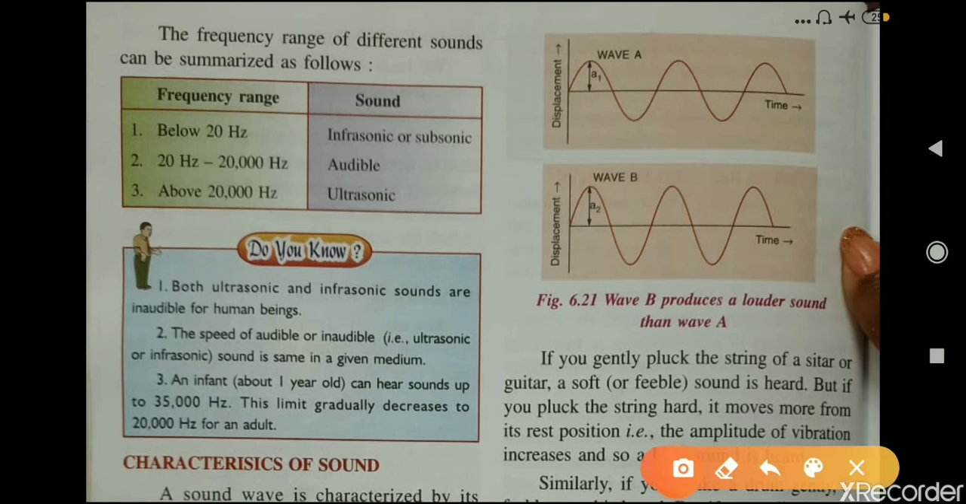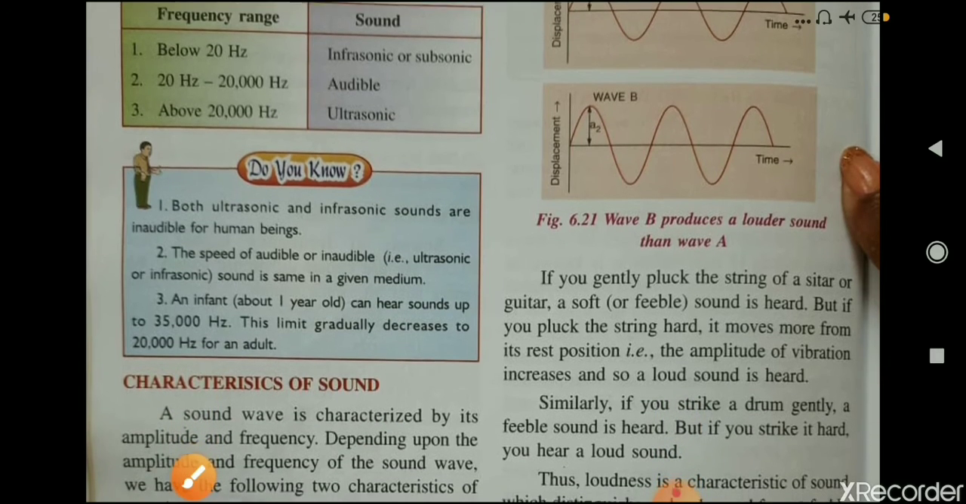Now the frequency ranges of different sounds: below 20 hertz, infrasonic or subsonic; 20 hertz to 20,000 hertz, the audible range for human ears; and above 20,000 hertz, ultrasonic. Okay, now you have to read this also.